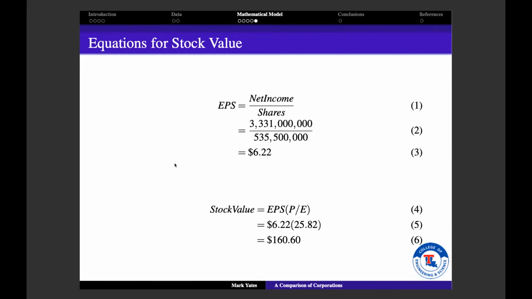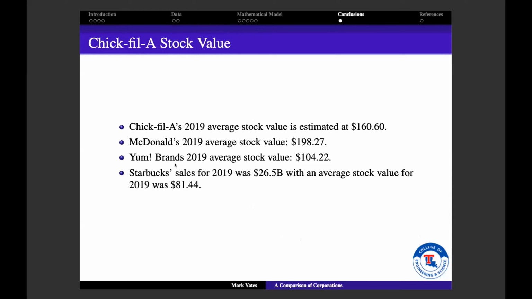And then I can use that variable to find the stock value, and you multiply the earnings per share times the PE ratio, which comes out to $160.60. That, ladies and gentlemen, brings me to the conclusion that Chick-fil-A's average stock value for 2019 was estimated at $160.60. I used 2019 information for everything, and that's how I arrived at this conclusion.